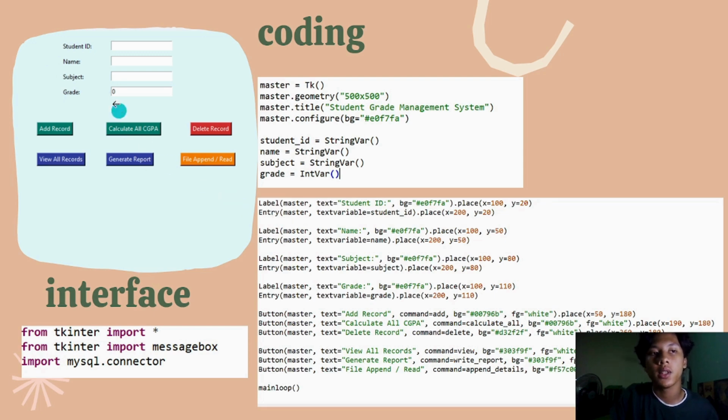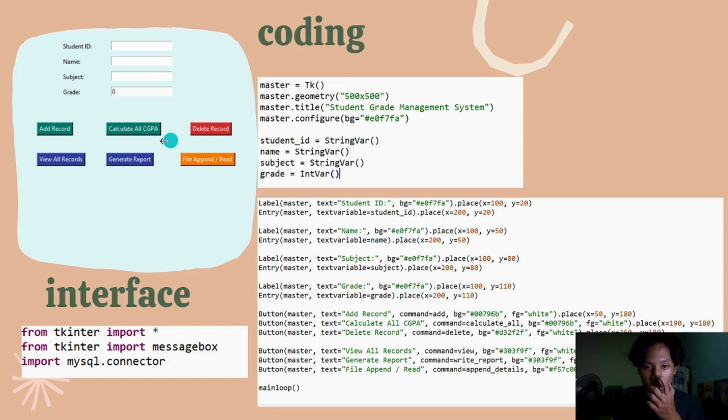For the first one is the label for the student ID. We use the background color light blue, and place it at x equals 100 and y equals 20. The next one is the entry for the input from the user. So we declare it as student ID, with the StringVar, and place it at x equals 200 and y equals 20.